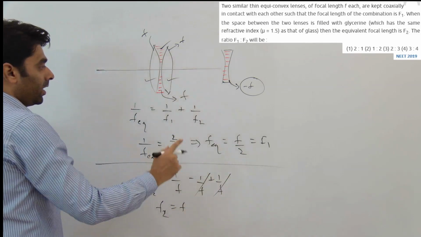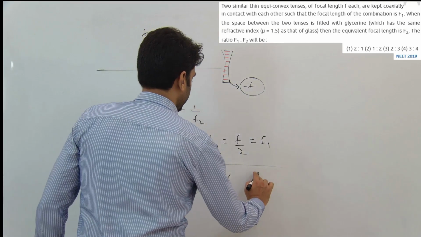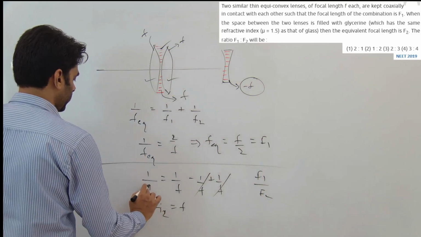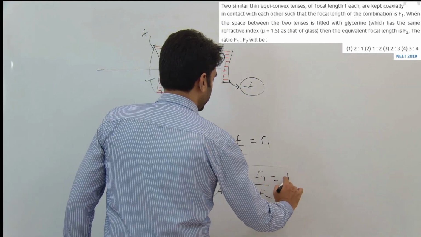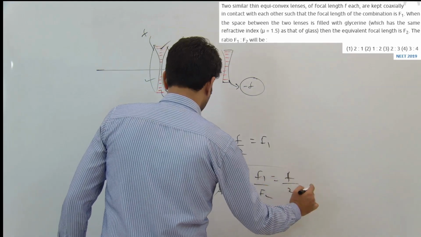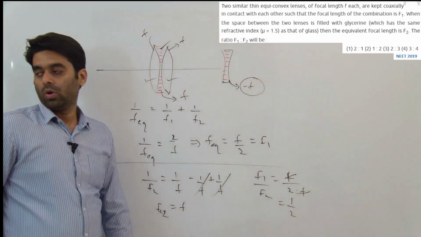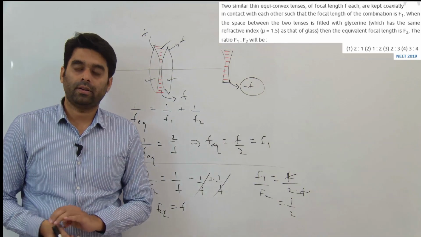f2 is f. The ratio they are asking is f1 by f2. So f1 by f2. Okay, this is f2. f1 is f by 2 and f2 value is f. It cancels out. Your answer comes out to be 1:2. Option number 2 is our correct answer.